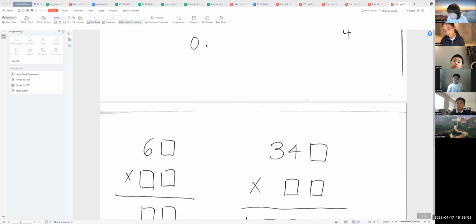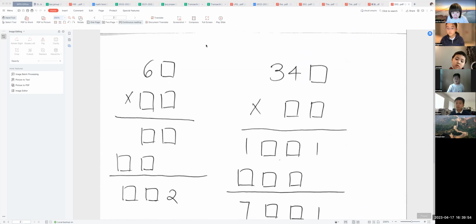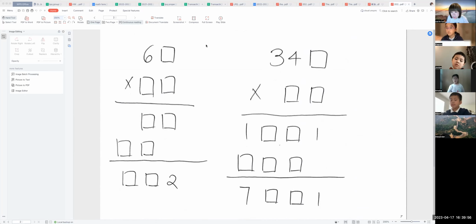Now, let's take a look at, let me see. Okay, so I think this question is pretty easy. This question, okay? 340 something times 2 that number equals 1 something something 1 and something something something and equals 7 something something 1. Very easy.